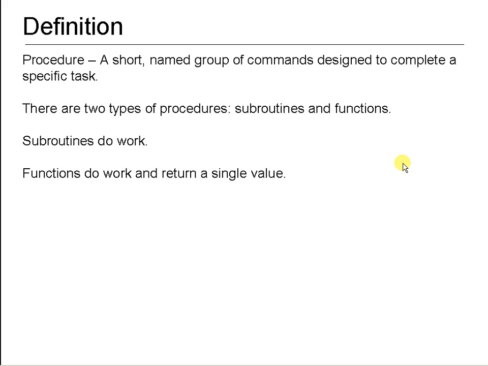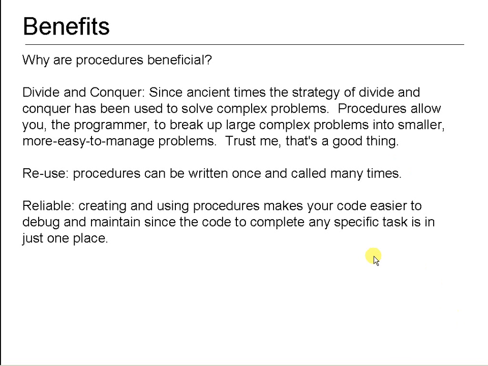Now there are two types of procedures: subroutines and functions. Subroutines do work; functions do work and return a single value. Why are procedures beneficial? Since ancient times, the strategy of divide and conquer has been used to solve complex problems. Procedures allow you, the programmer, to break up large, complex problems into smaller, easier to manage problems. And trust me, that's a good thing.